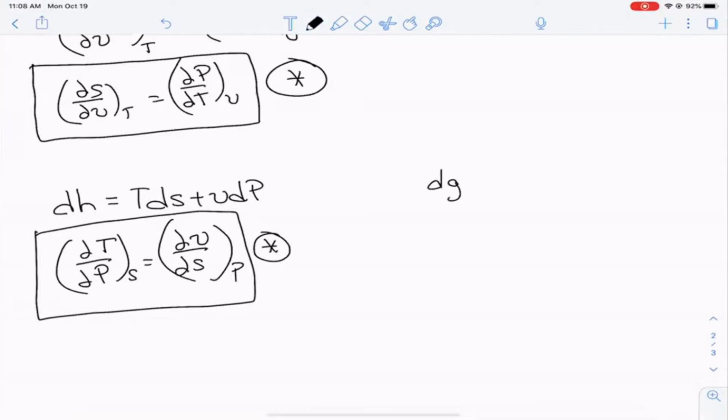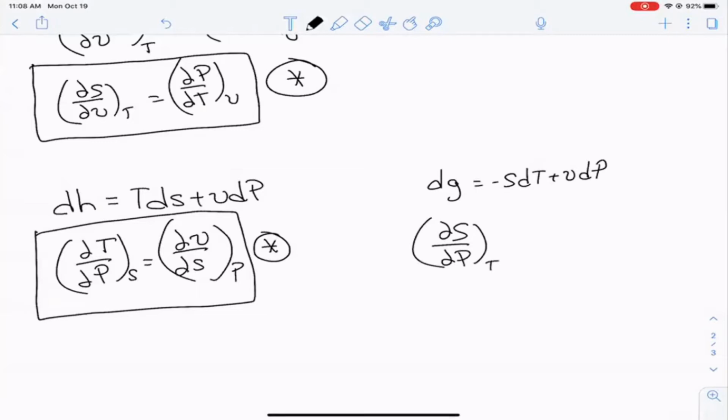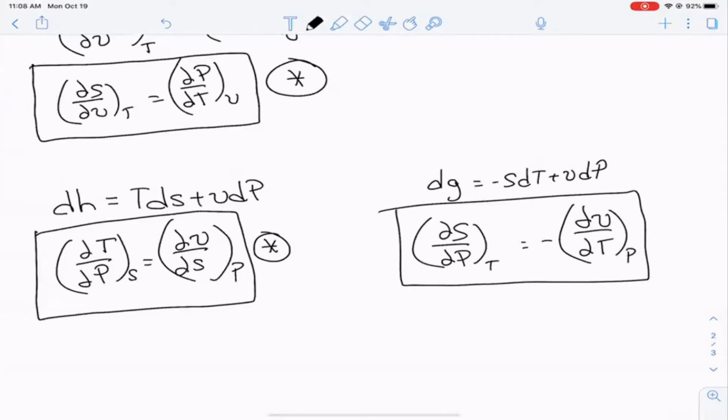And we also have dG is equal to minus S dT plus V dP. And here the canonical variables are temperature and pressure. So you would take the second derivatives with respect to temperature and pressure, just like we did above. And you would find that (∂S/∂P) at constant T equals minus (∂V/∂T) at constant P. And that would be the fourth Maxwell relation.